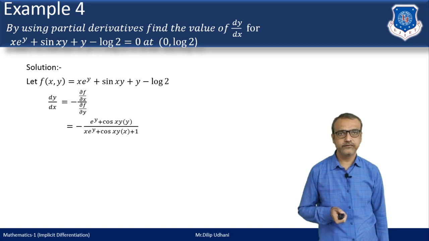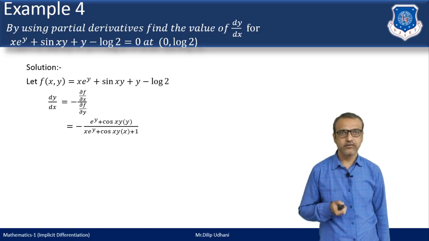Then we have to differentiate sin xy partially with respect to x. The derivative of sin x is cos x, so the derivative of sin xy is cos xy, but in place of x we have xy. So again we differentiate xy partially with respect to x: the derivative of x is 1 and y is constant. Then the third term is y, which is constant, so its derivative is 0. The last term is minus log 2, a constant value, so its derivative is 0. Now divided by del f by del y.